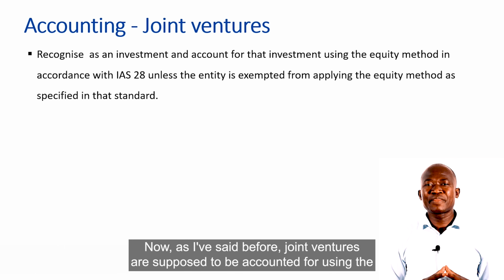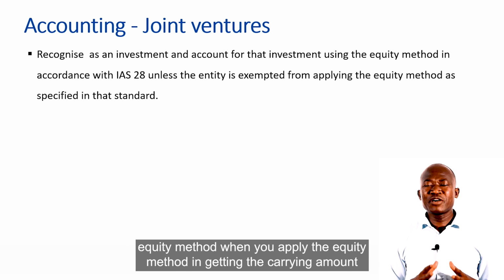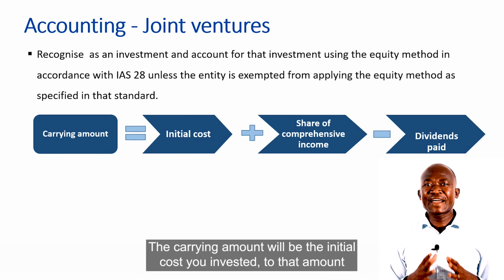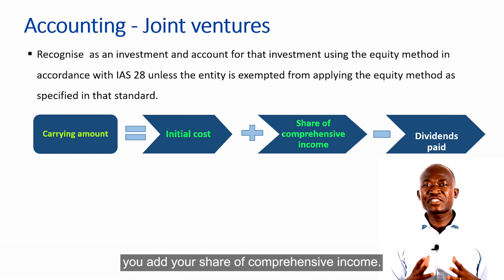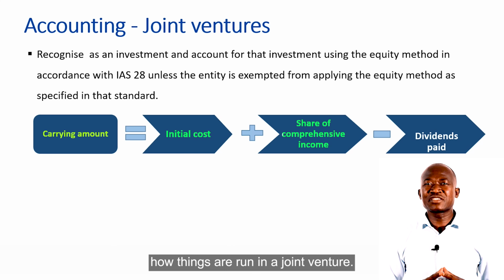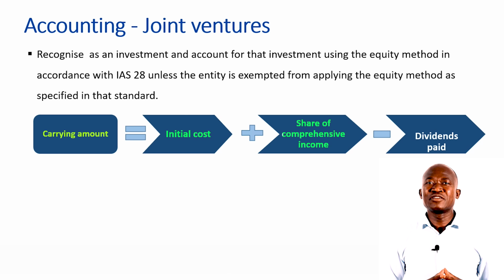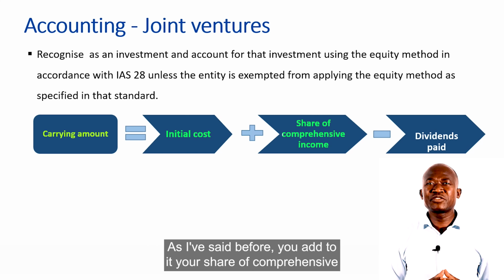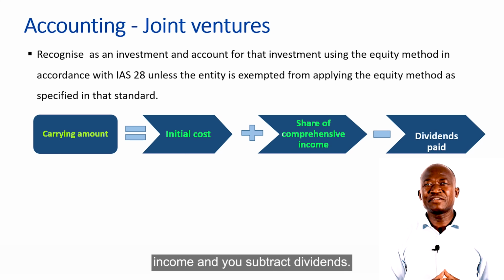Now, as I've said before, joint ventures are supposed to be accounted for using the equity method. When you apply the equity method in getting the carrying amount of your investment in a joint venture, the carrying amount will be the initial cost you invested. To that amount, you add your share of comprehensive income. Remember, we had said you have a contract in a joint arrangement, and that contract defines how things are run in a joint venture. So then the carrying amount of your investment in a joint venture shall include the initial cost, as I've said before. You add to it your share of comprehensive income, and you subtract dividends.